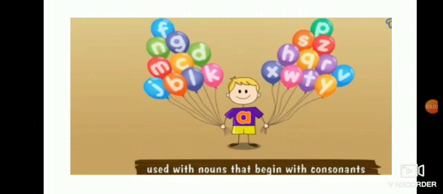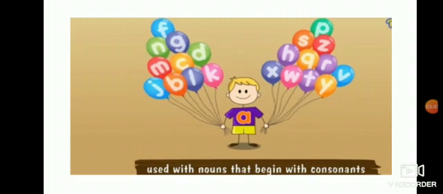And we are going to see a. A is used with nouns that begin with consonants. Remember, children, when do we use a? I already told you, the vowels are A, E, I, O, U, and the rest are consonants. So, before consonants we have to use a. A car, a dog, a zoo, a girl, a fan.